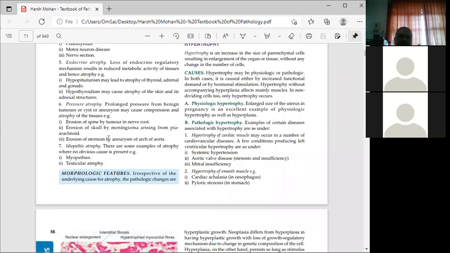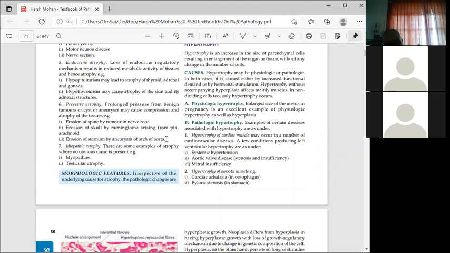Then erosion of sternum by aneurysm of arch of aorta. What is aorta? That is the largest blood vessel in our body. The largest artery in our body is the aorta.